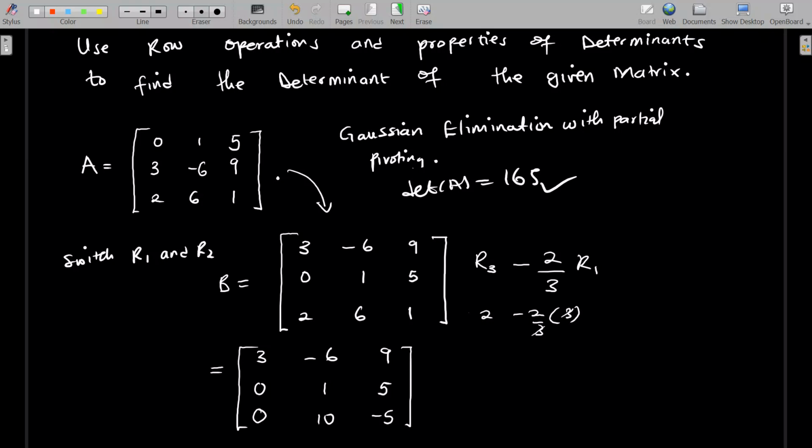Alright, so that's how you use row reduction to find the determinant of a matrix. In the next lesson, we're going to talk about something different in determinants, so stay tuned as we dive more into the world of matrices to figure out what we can do with matrices.